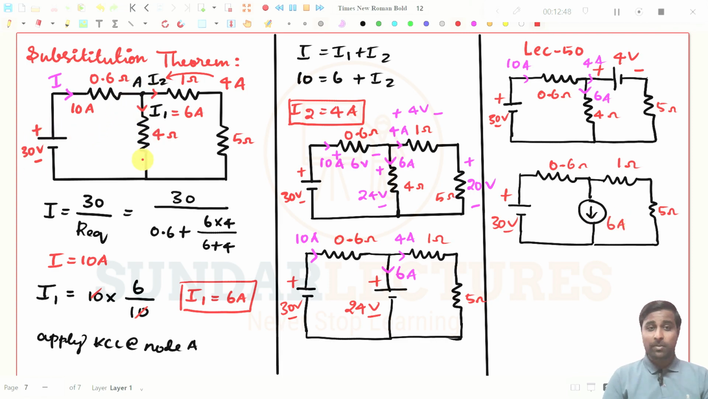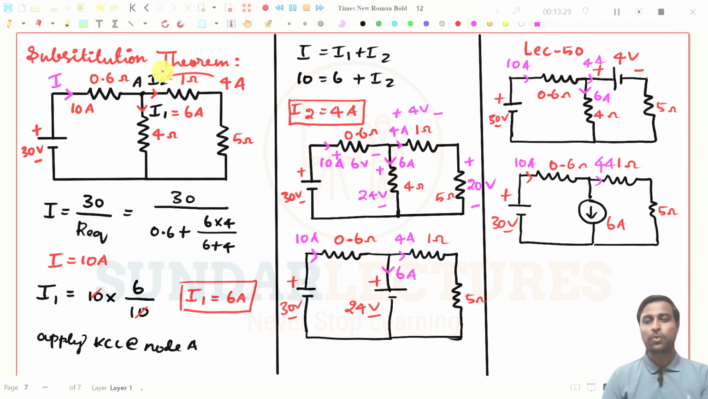And current direction should be like this, because we have found the current in this direction, so it has to be like this. And if you simplify this problem, again you will get, this is 10 amperes, and this is 4 amperes, and already this is the 6 amperes. So you can replace a resistor in a circuit. If you know the current through the resistor, you can easily replace the resistor with the equivalent voltage source, or you can replace it with the equivalent current source. That is the real meaning of substitution theorem.